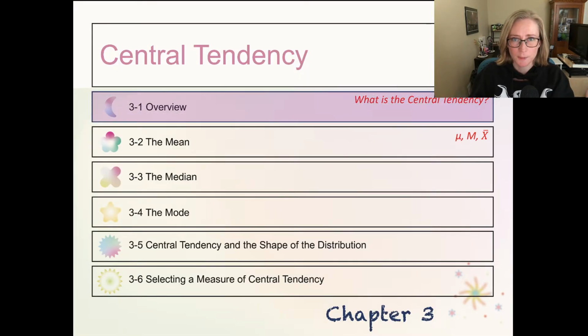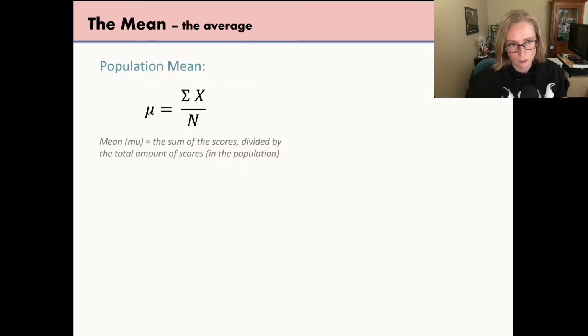Okay, so let's first talk about the mean, because this will also be the most important one when we talk about inferential statistics. So the mean, or the average, will always be showing the population and the sample of a particular statistic, or I should rather say the population parameter and the sample statistic.